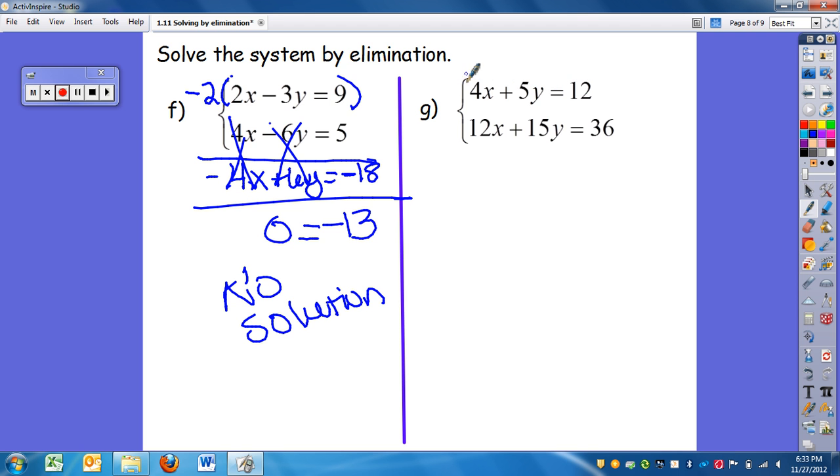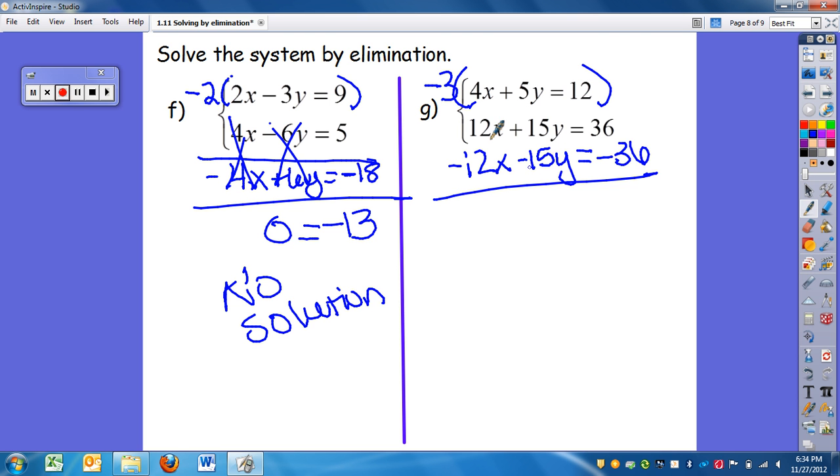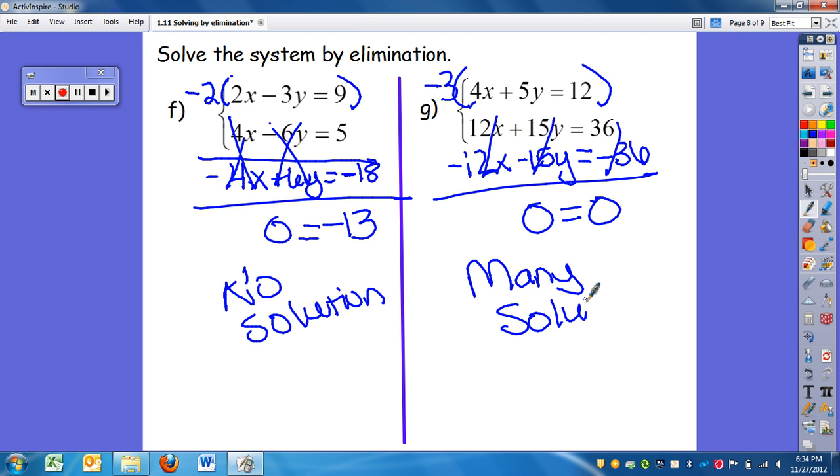So on G, I need them opposite. If I want to make the 4 a -12, I need to multiply this equation by -3. Again, make sure you multiply everything. Don't forget the number after the equal sign. That's -36. Well, notice everything is opposite of each other. So I get 0 over here, and I get 0 over here. So that means these two lines are the same, and so it's many solutions.